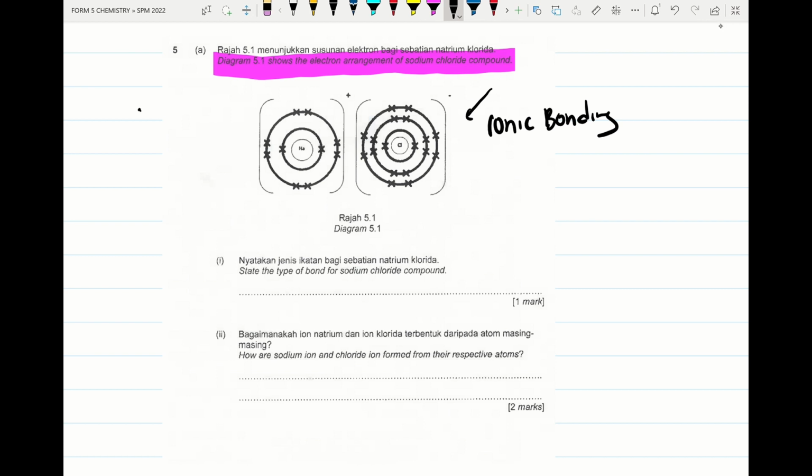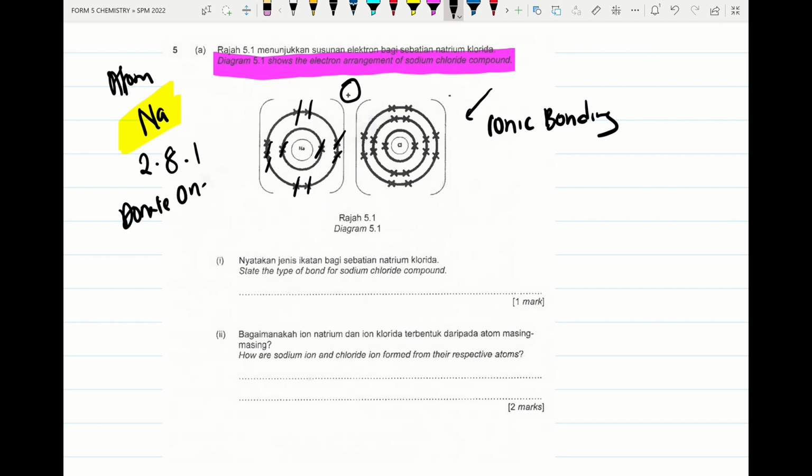So we take the sodium atom, we put here the first shell 2 electrons. Second shell, we have 8 electrons. This is the valence shell, please remember here we take 1, so we put 1. So the electron arrangement of the sodium atom is 2.8.1. This atom will donate 1 valence electron and form a sodium ion.